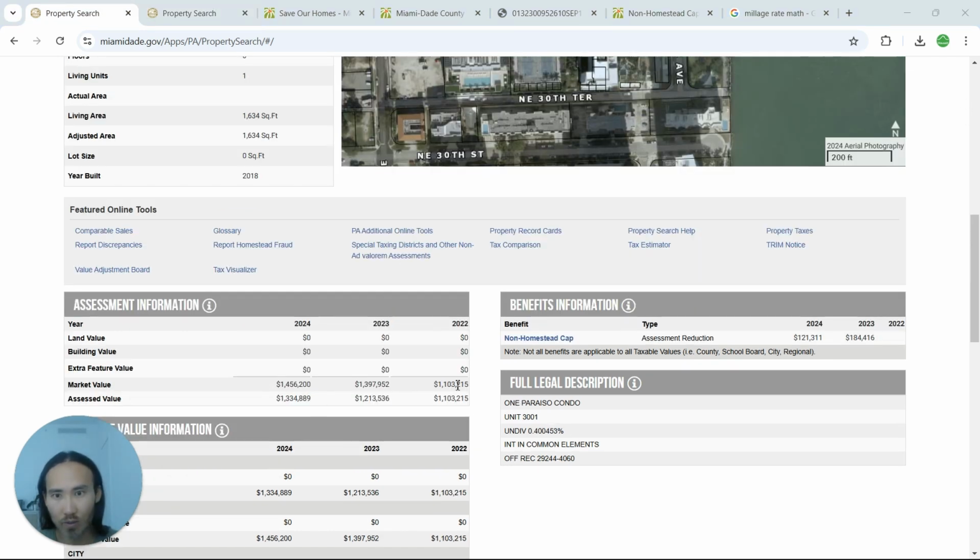See here in this other example, this person does not have the Save Our Homes cap, so they only have the non-homestead cap. It increases but at a faster rate, but still it hasn't caught up to market value yet. So there you have it.